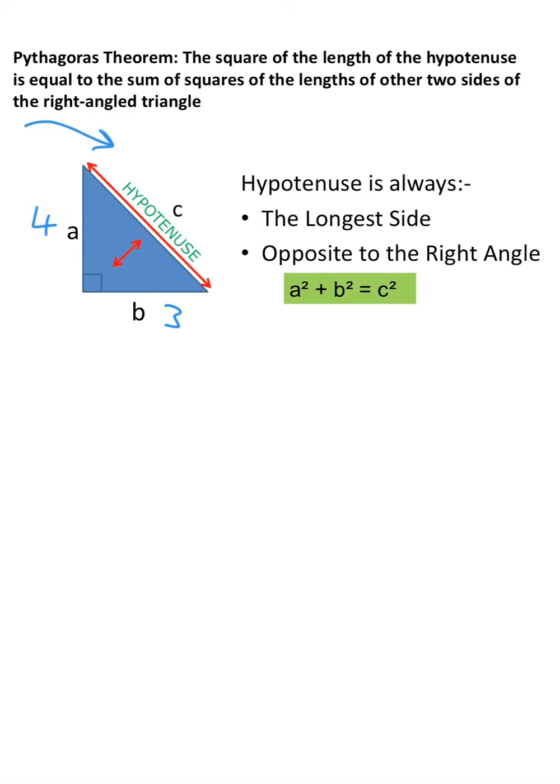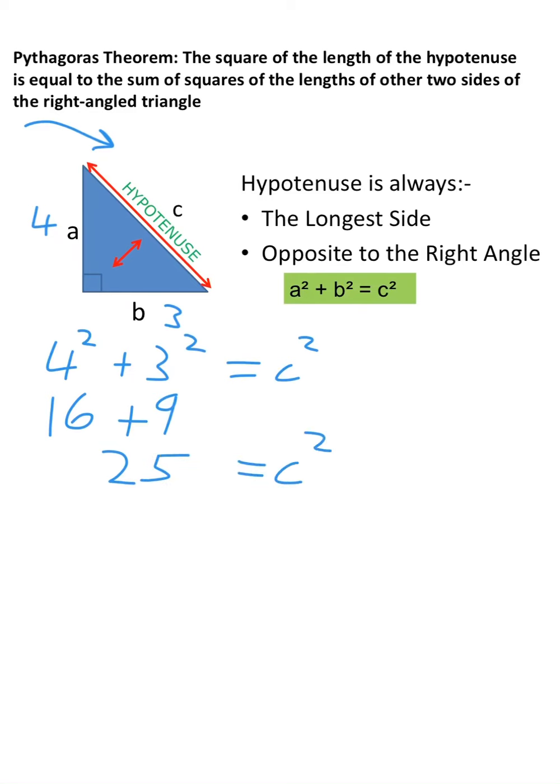So that means that 4 squared plus 3 squared will be equal to c squared. So 4 squared is 16, 3 squared is 9. Adding them together then we have 25. So 25 is equal to c squared. So to find c, we square root 25. So square root of 25 is equal to c. So that means 5 would be equal to c in this question.